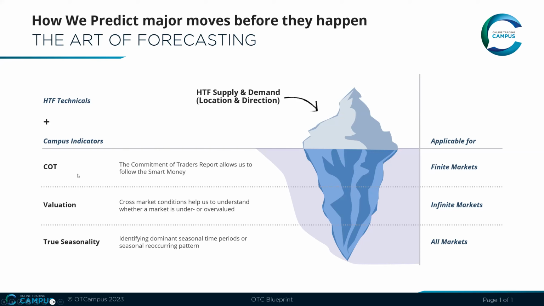When we analyze our tools, we're always asking different questions. So when I look at true seasonality, and I'll write down some rule cards later on with you guys, we're not necessarily arguing the magnitude of the move that we expect. Are we expecting a major rally or a major decline? The magnitude of the move, we're arguing by looking at the COT or the valuation, depending on whether we look at finite or infinite markets.